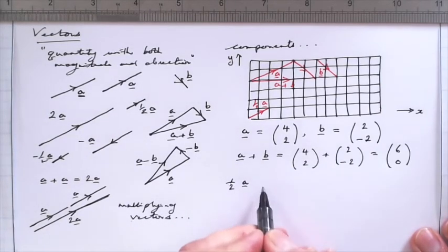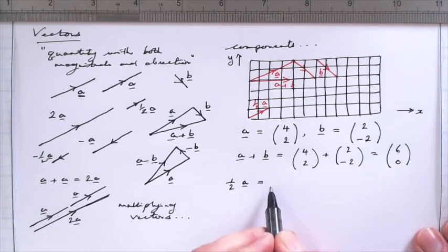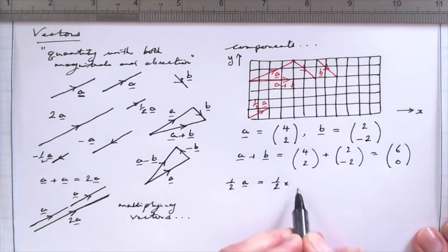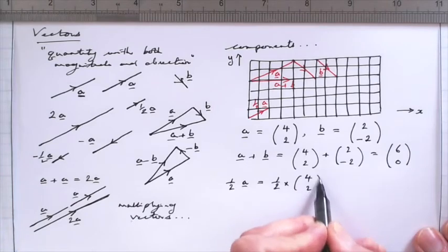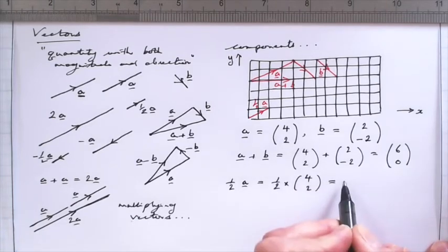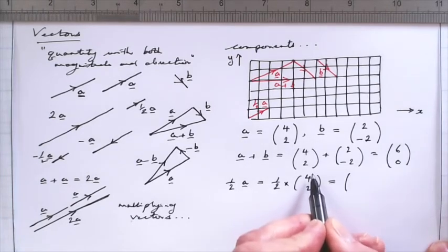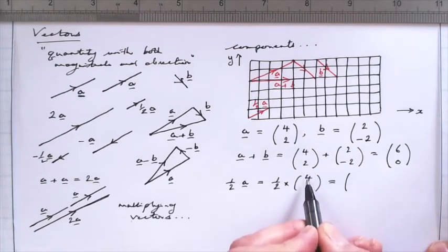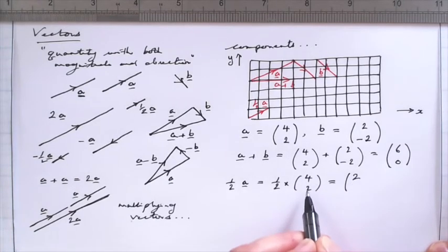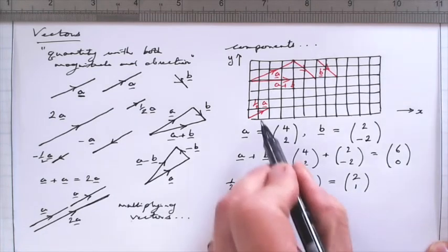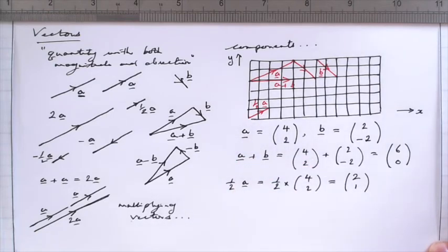Multiplying a vector by a number, we literally take each component and multiply it by that number. So the vector 4, 2 multiplied by a half, we multiply the first component by a half, so 4 times a half is 2, and we multiply the y component by a half, 2 times a half is 1. And that gives us the vector which we can see tallies with that one. So these components are quite handy. Let's just do one more quick example.